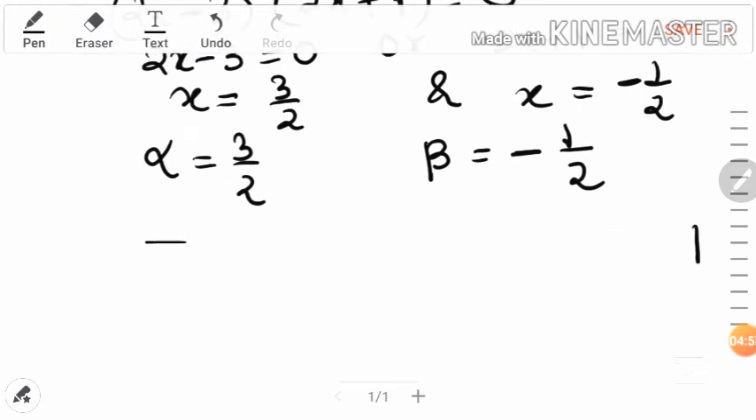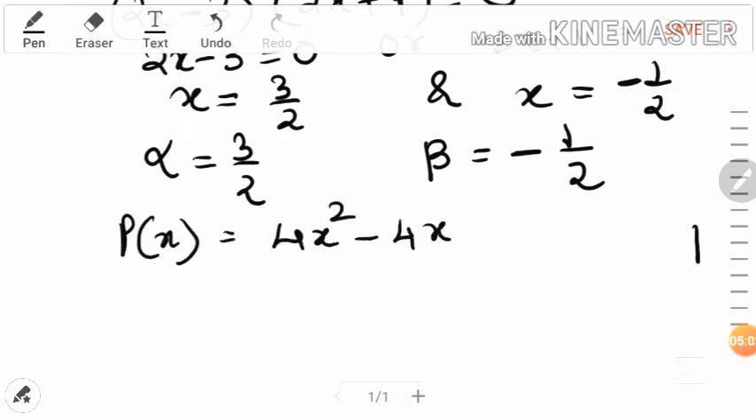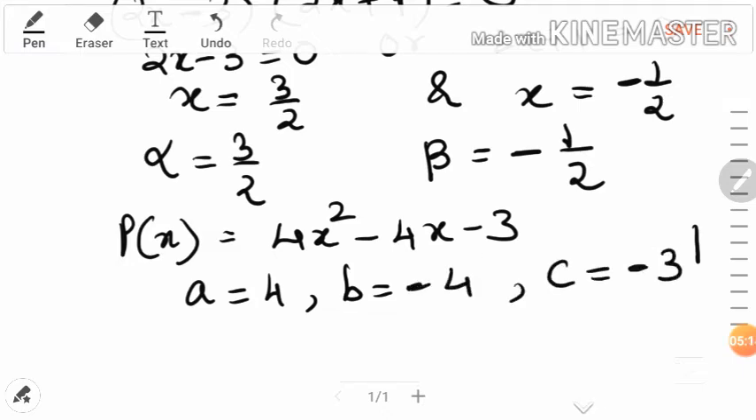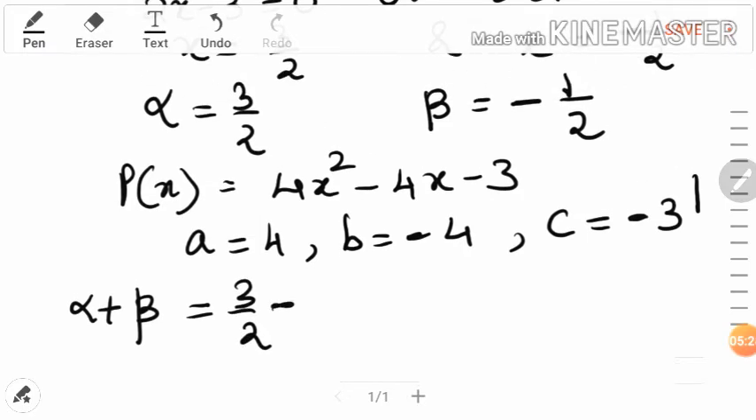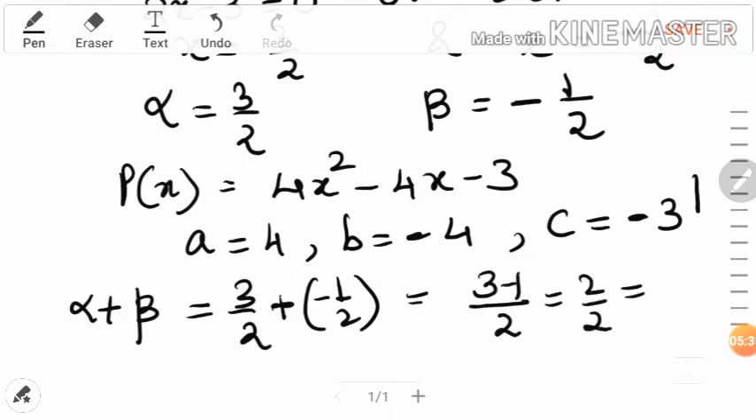So let us write down the polynomial p of x equal to 4x square minus 4x minus 3. In this polynomial, a is 4, b is minus 4 and c is minus 3. Now we will find out alpha plus beta. Alpha plus beta is 3 on 2 plus minus 1 on 2, which is equal to 3 minus 1 on 2, which is equal to 1.